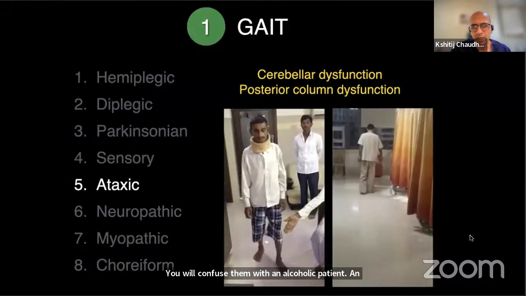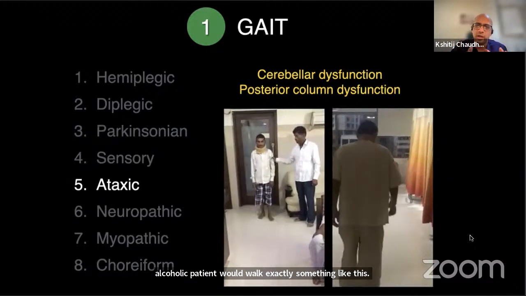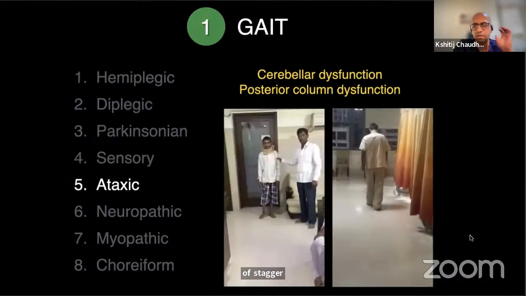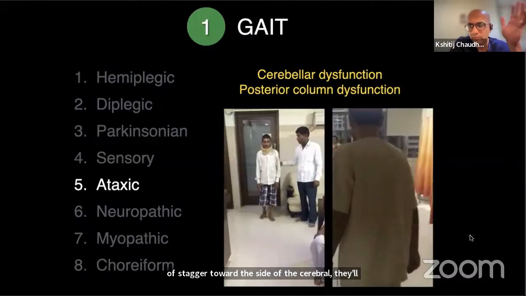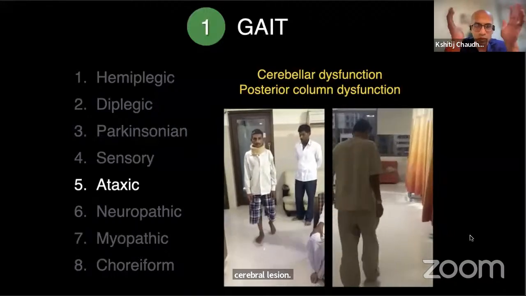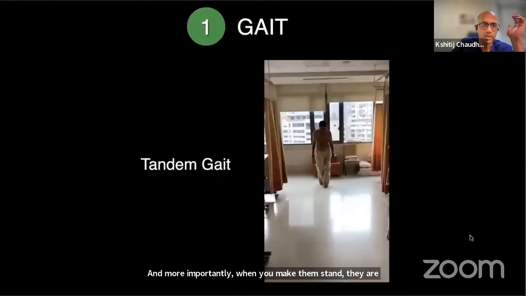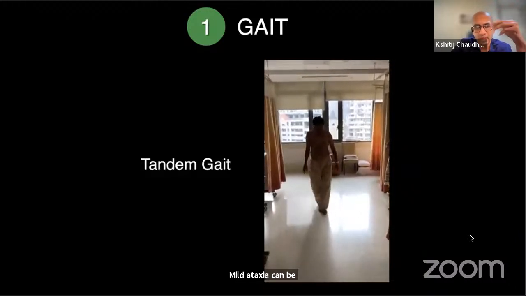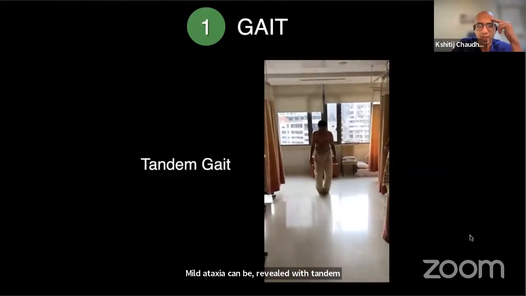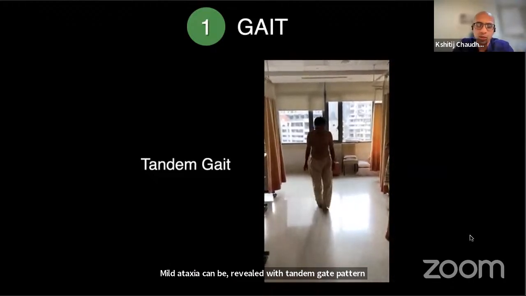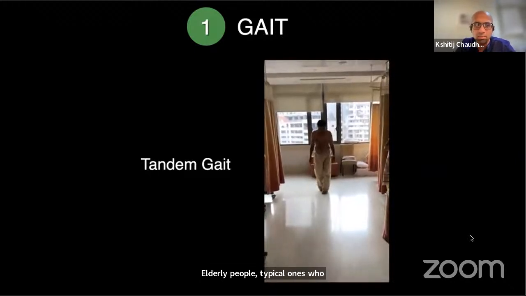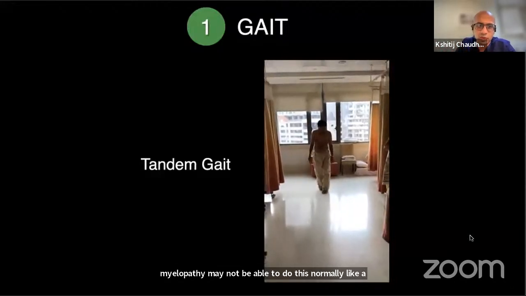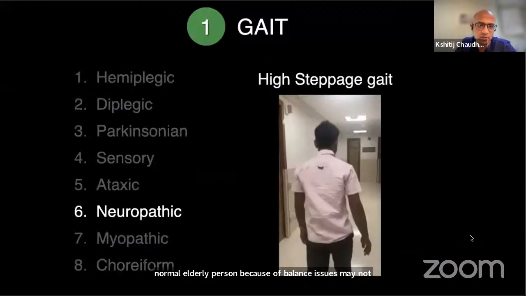A patient with cerebellar dysfunction would tend to stagger toward the side of the cerebellar lesion. They'll keep going in one direction to the side of the cerebellar lesion. And more importantly, when you make them stand, they are going to sway, even with their eyes open, and that is called titubation. Mild ataxia can be revealed with tandem gait, like this heel to toe gait. But remember that elderly people, typical ones who have cervical myelopathy, may not be able to do this normally. Like a normal elderly person, because of balance issues, may not be able to do this even if they don't have cervical myelopathy.